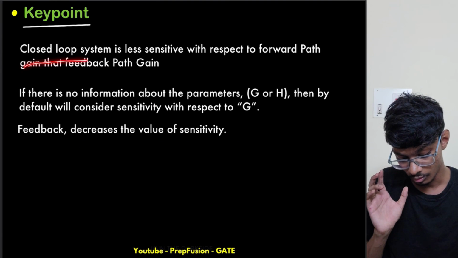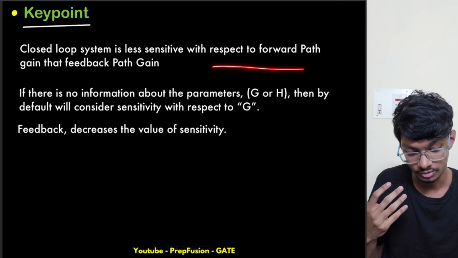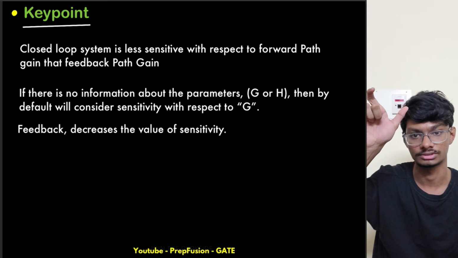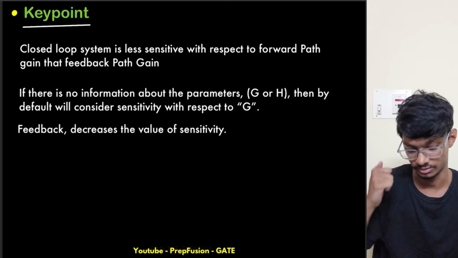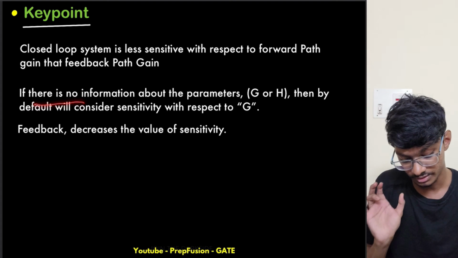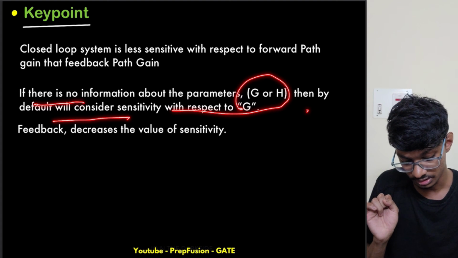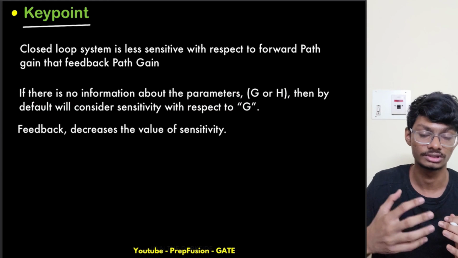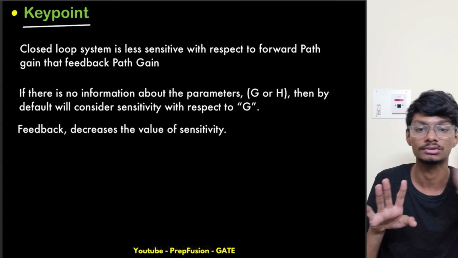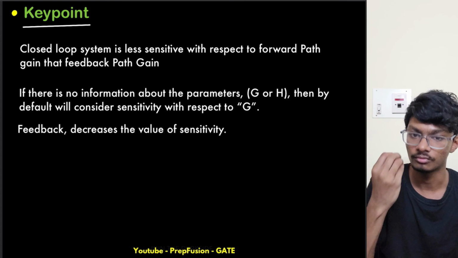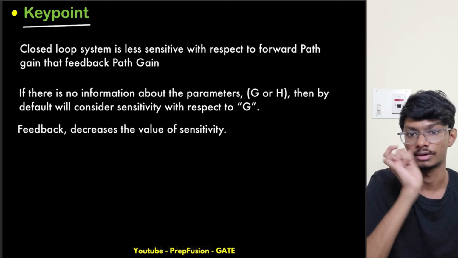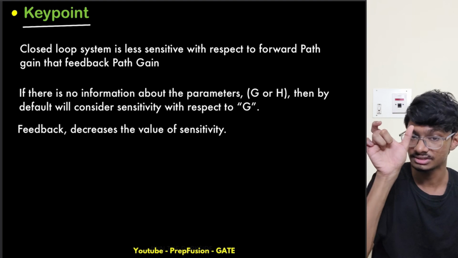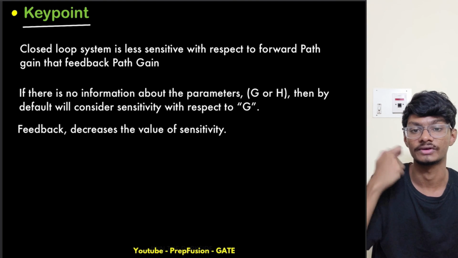So the closed loop system is less sensitive with respect to forward path gain. That is basically the main system, the plant or whatever you want to call it. But if there is no information about the parameters of G or H, then we consider it with respect to G. If they don't say whether to find sensitivity with respect to the feedback or the forward path, then by default we find it with respect to the forward path gain. Generally they don't ask with respect to the feedback, so we are interested in the forward path gain only for finding the sensitivity.